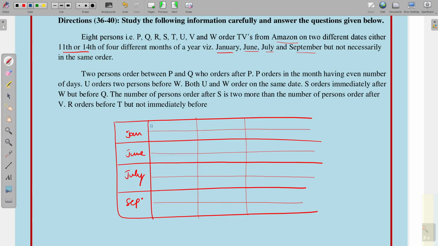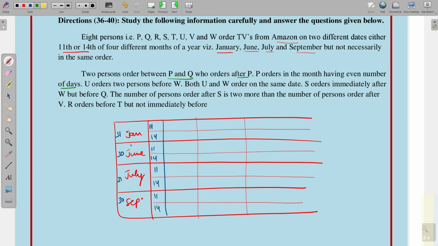So 11th, 14th. And days: January 31 days, July 31, September 30, June 30 days. So see the first possibility. 2 persons order between P and Q, who orders after P. P orders in the month having an even number of days.